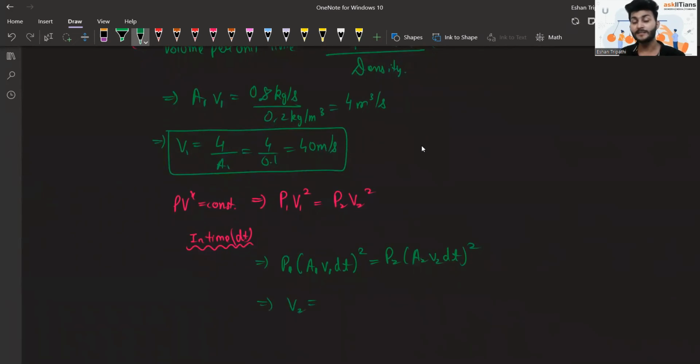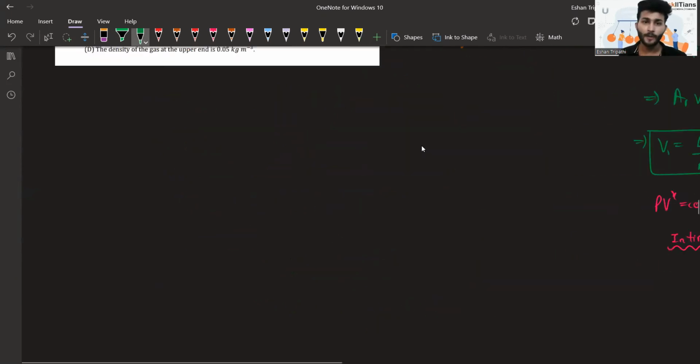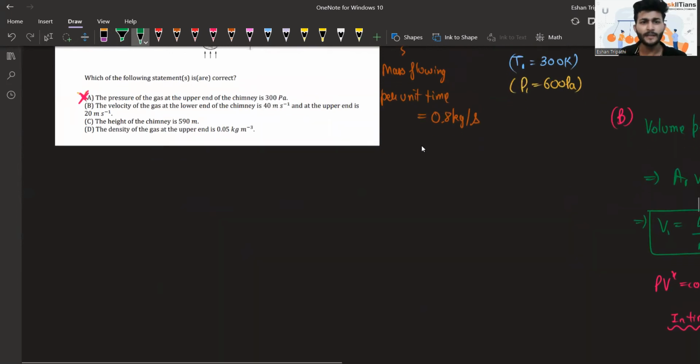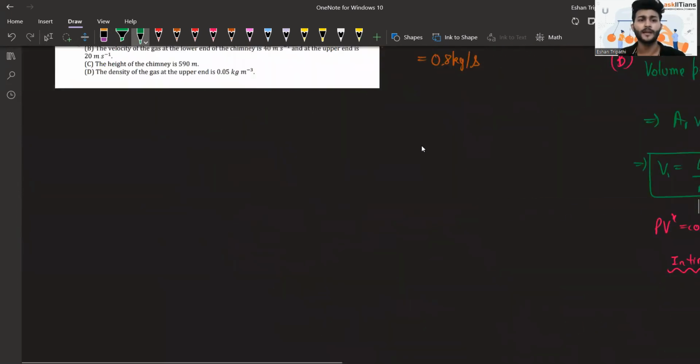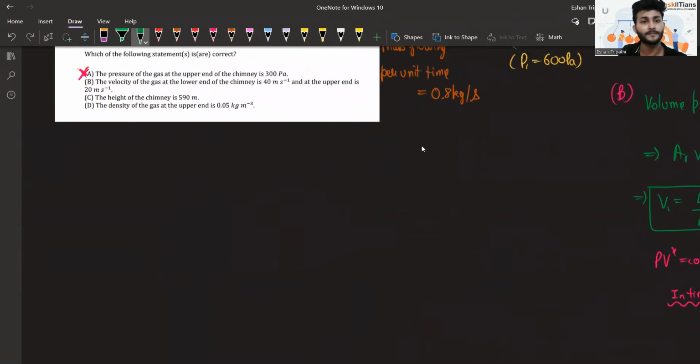We will get that the speed with which the gas is flowing at the topmost point is V2 squared equals P1 A1 squared V1 squared by P2 A2 squared. Now, when you do the calculation for it, speed will come out to be 20 meters per second. Was this given in the option? In the option, it was given 20 meters per second. Yeah, so this comes out to be correct. So this B part is actually correct.